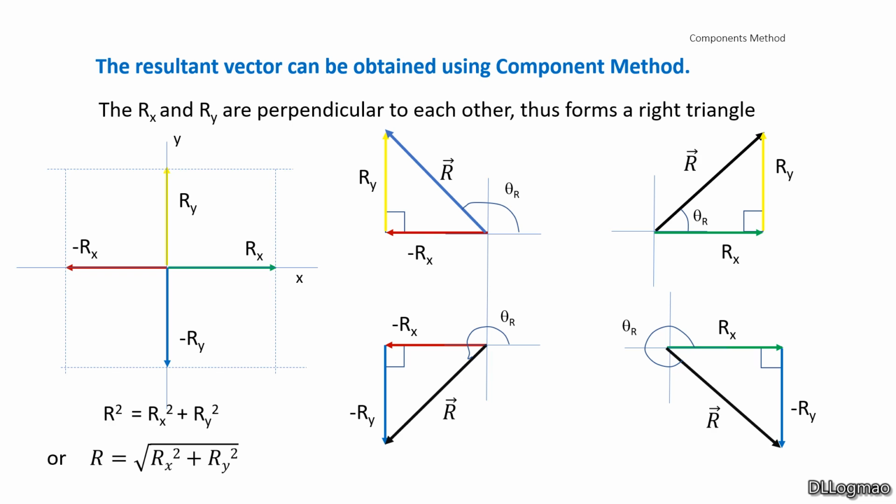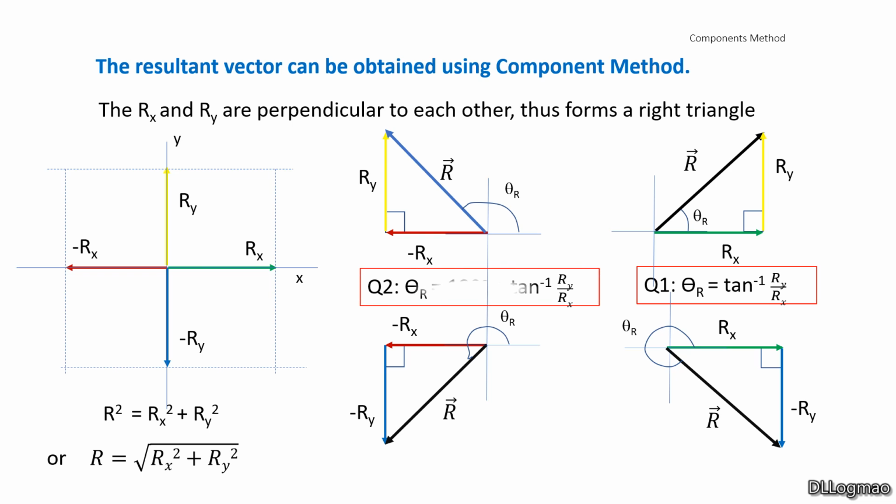When the resultant is acting in the first quadrant, the direction of the resultant from the positive x-axis is equal to the inverse tangent of the ratio of R sub y and R sub x. When the resultant is acting in the second quadrant, theta sub R is 180 degrees plus the inverse tangent of the ratio of R sub y and R sub x.